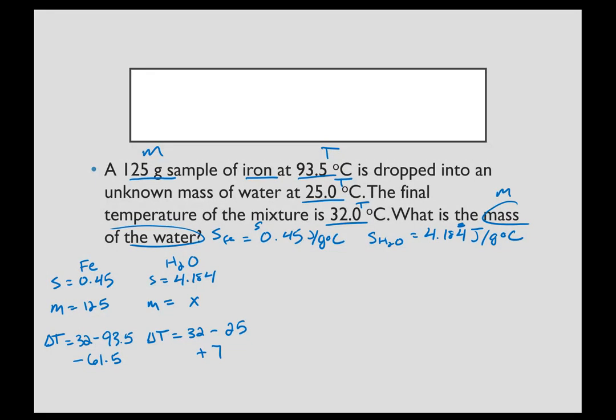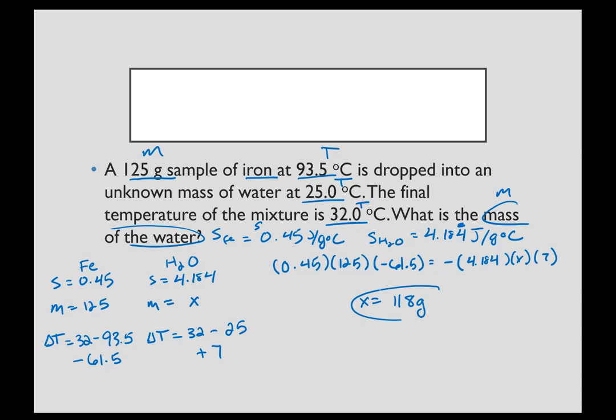Once you have all that set up, you just go ahead and plug into the formula. So S1, M1, delta T1 equals negative. That negative is just indicating that the energy is going the other way. So equals negative 4.184 times X times 7. Don't forget that negative, otherwise you're going to get a weird answer like a negative mass or something of that nature. So when I solve this mathematically, I'm going to get that my mass is 118 grams.